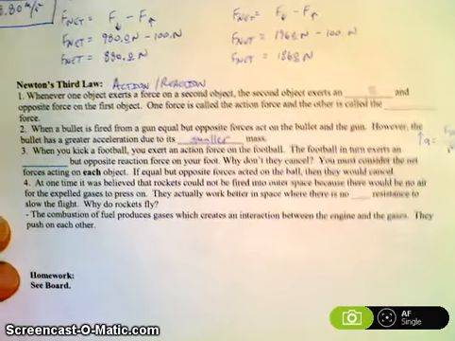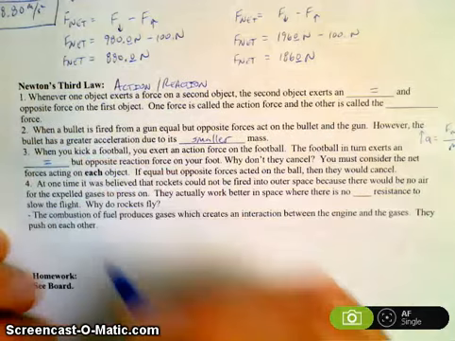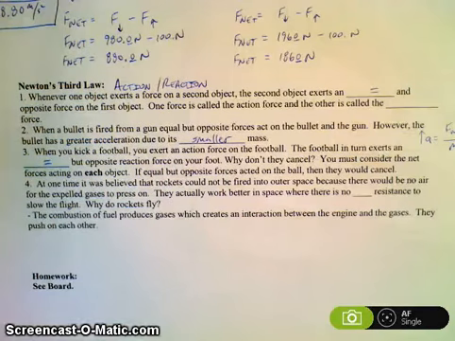So let's look at number 3. It says when you kick a football, you exert an action force on the football, which in turn exerts an equal but opposite reaction force on your foot. So why don't they cancel? Well, I'm going to draw a picture to kind of explain this to you, which I think will help. This is a common misconception for a lot of students.